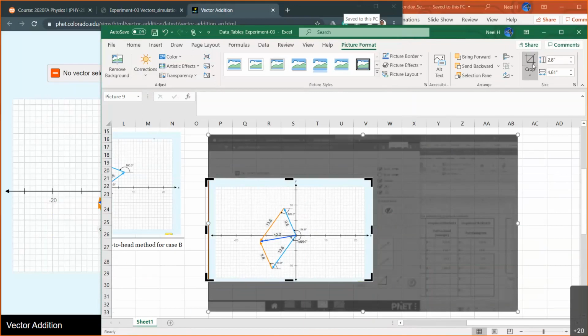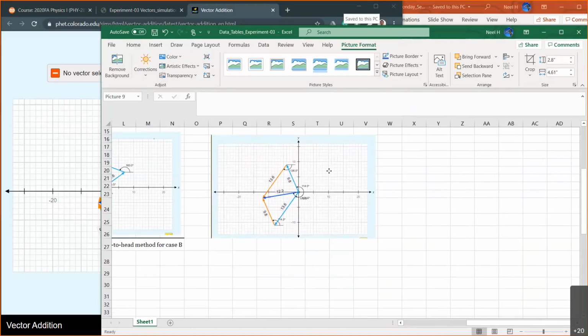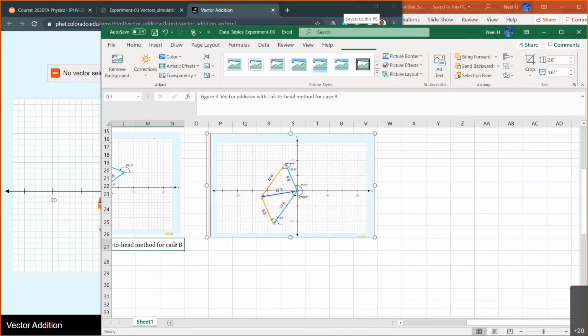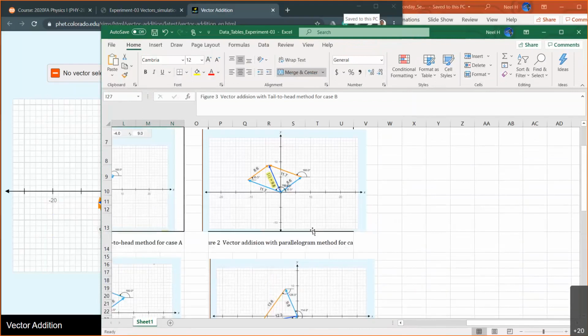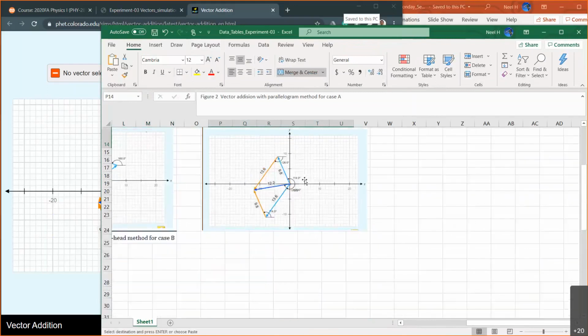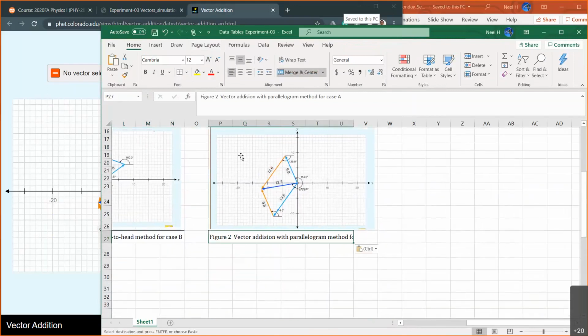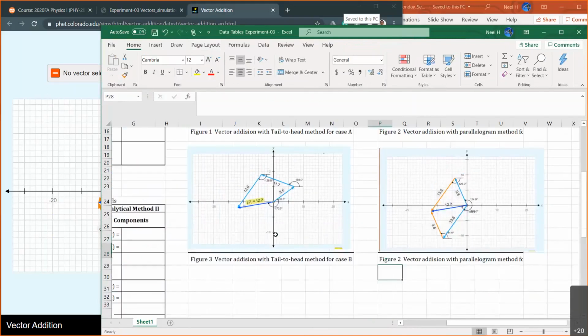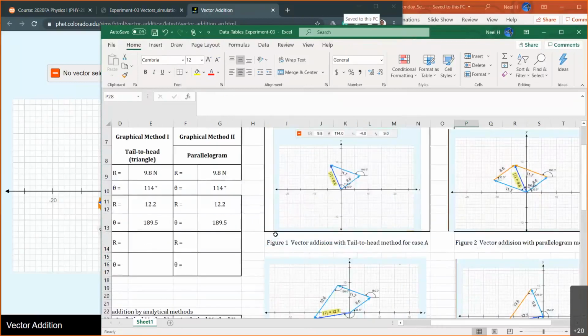You have freedom to do that anyway. And crop the picture out, and that's our figure number 4. This is for actually parallelogram case B. And then likewise, as you continue, collect those figures. Okay. All right, question.